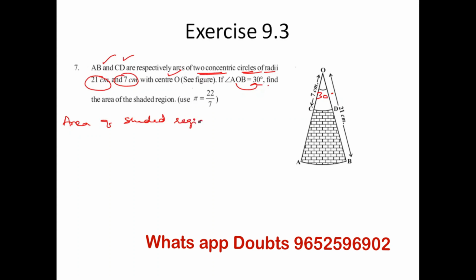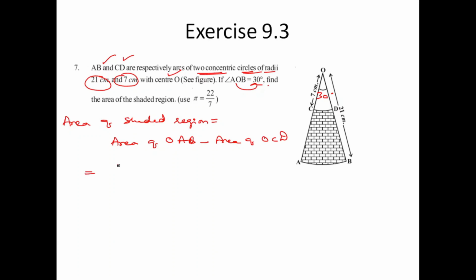Area of the shaded region is equivalent to, I can write here, the area of OAB, that is sector, right, minus area of OCD. That is, I can write here the angle as 30 by 360 into 22 by 7 into the value of R of the above one, which is 21, minus area of the sector of the next one, that is 30 by 360 into 22 by 7 into 7 into 7. Hope this is clear up to here, right?